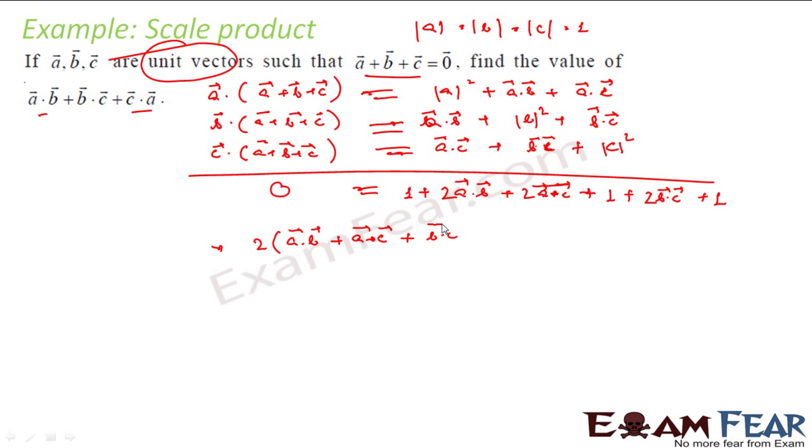So what I get here is twice into a dot b plus a dot c plus b dot c is equal to minus 3. Or you get a dot b plus a dot c plus b dot c is equal to minus 3 by 2. And this is what I am looking for. Correct? And that's how you get the answer. Not a difficult question, easy to find.